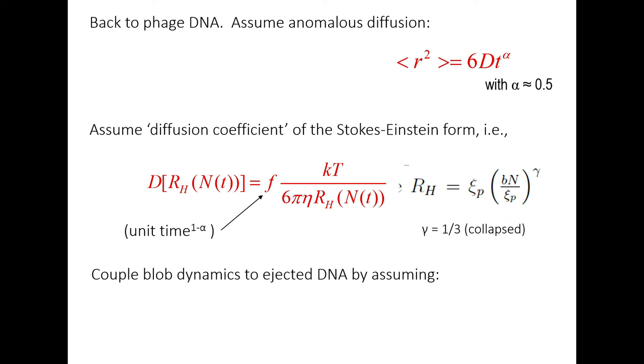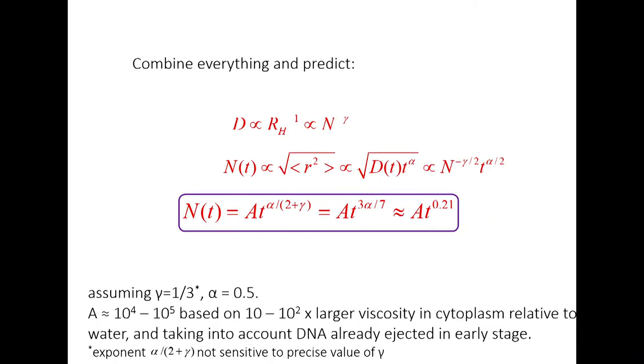and water, right? So now couple the dynamics of the blob to the ejection of DNA, by just assuming that this is the mean square displacement of the blob, given by this here, and that's related to the amount of ejected DNA in the system, right? So the blob dynamics determines how fast the DNA is being ejected at long time, right? That's actually all I'm assuming here.